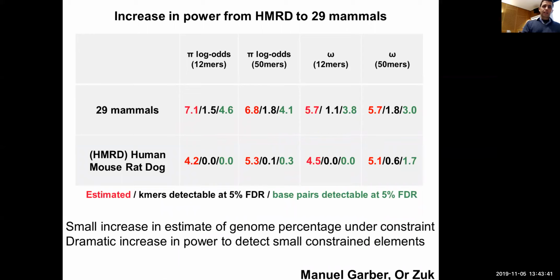So you can basically ask, what is the fraction of the genome that I can estimate to be under constraint, the fraction of the genome that is detectable at some 5% FTR, and the fraction of nucleotides that is detectable at some FTR. And what you can see is that as I increase the number of species from 4 species to 29 species, the fraction that is detectable at the 12 mer level and also at the 50 mer level is dramatically increasing. So here, nothing is detectable at the 12 mer level with only 4 species, but with 29 species, 5% of the genome is detectable. Oh, and we can estimate that there's in fact a total of 7% that is conserved. Sounds good?